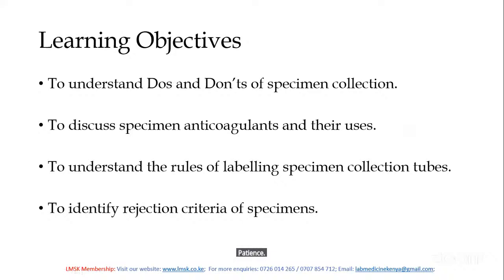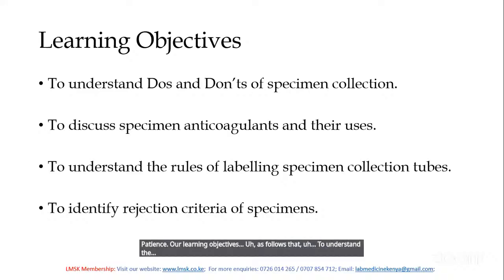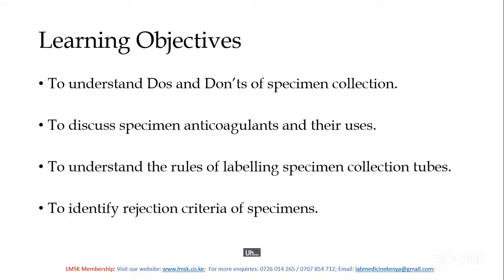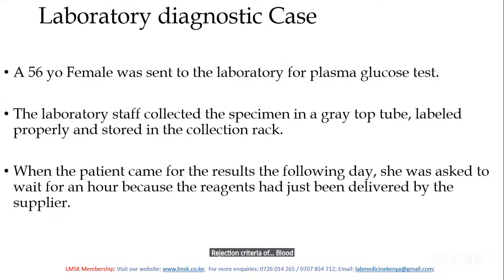Our learning objectives are as follows: to understand the do's and don'ts of specimen collection. Here, as the title specified, we'll be talking about blood specifically. To discuss specimen anticoagulants and their uses, to understand the rules of labeling blood specimen collection tubes, and to identify rejection criteria of blood specimens.